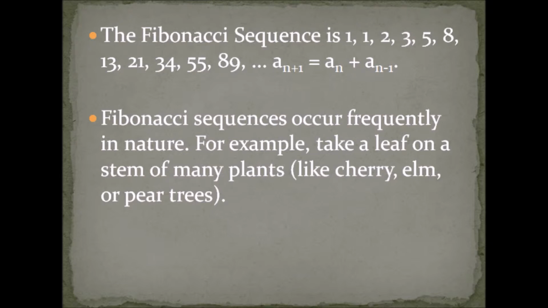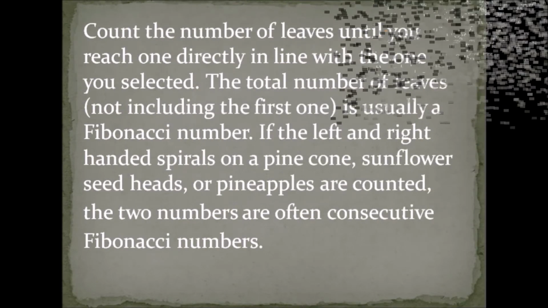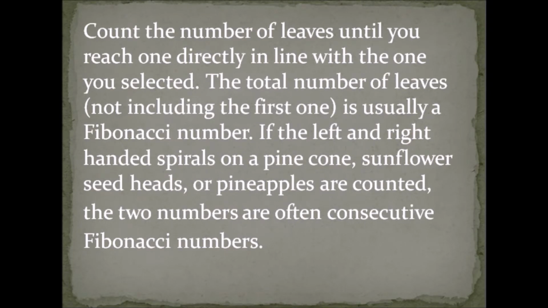Fibonacci sequences occur frequently in nature. For example, take a leaf on a stem of many plants, like cherry, elm, or pear trees. Count the number of leaves until you reach one directly in line with the one you selected. The total number of leaves is usually a Fibonacci number. If the left and right-handed spirals on a pine cone, sunflower seed heads, or pineapples are counted, the two numbers are often consecutive Fibonacci numbers.